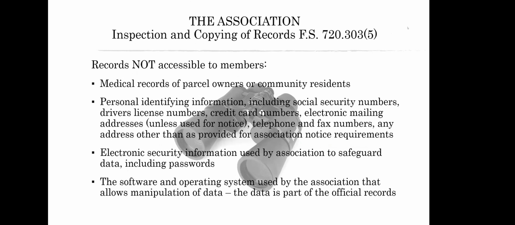All right, medical records of owners and residents are not available. Personal identifying information, not available. We want to protect your privacy. Electronic security information is not accessible. We do not want the HOA's sensitive passwords out in the community. And software and operating systems used by the association that allow the manipulation of data. The data is part of the official records, not the system itself.